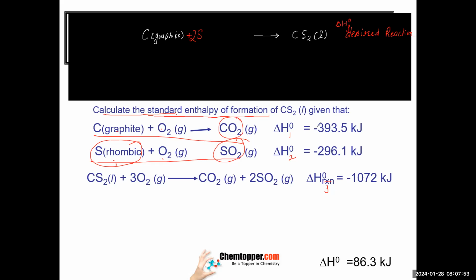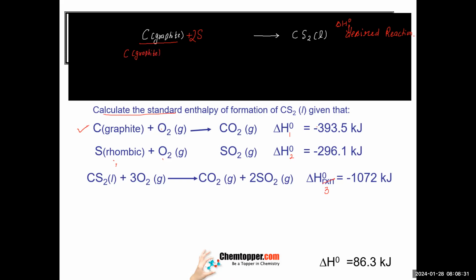Now I'm going to use these three equations to get this reaction. And what can I do? I can add them, I can subtract them, I can flip them, I can multiply them. I can do any mathematical operation. This is 1, this is 2, this is 3, let's say. Okay, so now what do you want? Where do you want C graphite? On the reactant side? Take equation as such, don't change it. C graphite.